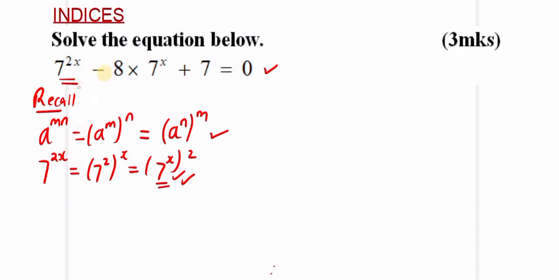That means rewriting the equation, we are going to have 7 power x raised to 2 minus 8 times 7 power x plus 7, and that is 0. I want us to note here that in our equation, the terms are separated by subtraction and addition, and for that reason, we should always think of substitution.